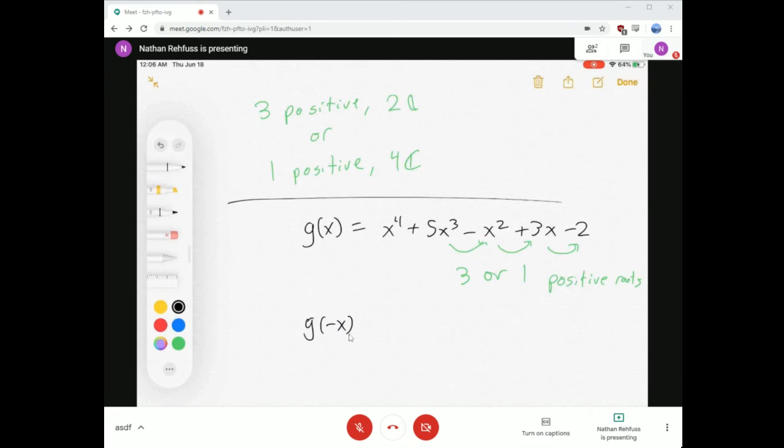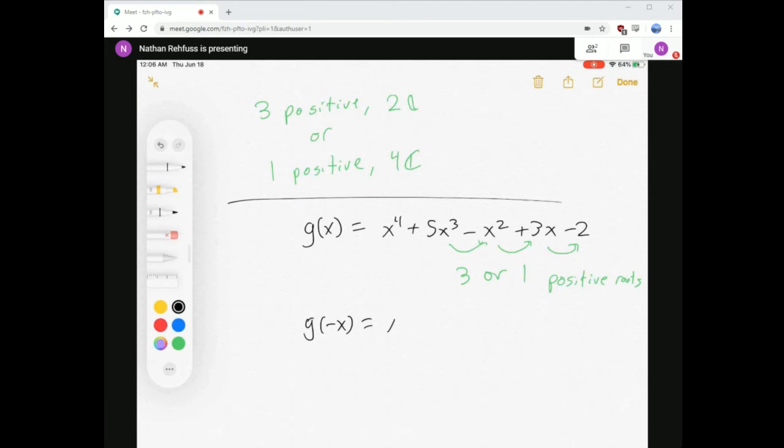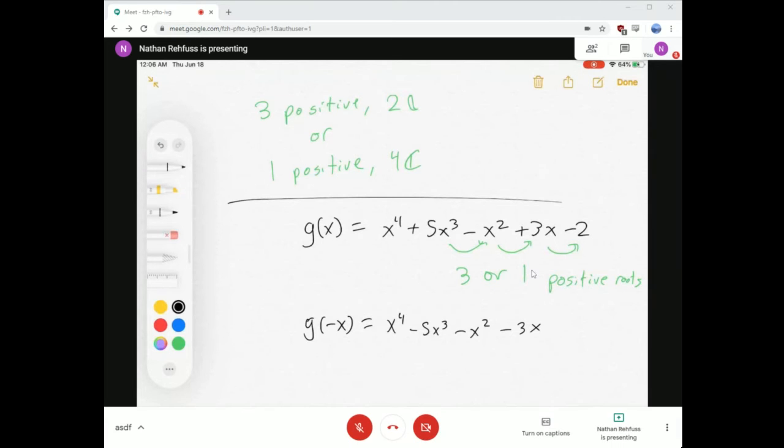So if I do Descartes with g of negative x, which is negative x to the 4th is x to the 4th. Negative 5x cubed is negative 5x cubed. X squared doesn't change. 3x changes. Negative 2 doesn't change. All the odd ones change over. All the even ones stay. Because for the even ones, it's like, oh, I plugged in a negative x. So there's 4 minus signs in here, and they all cancel out. But x cubed, it's like I plugged in a negative x. Okay, a pair cancels out, and the last minus sign comes out front.